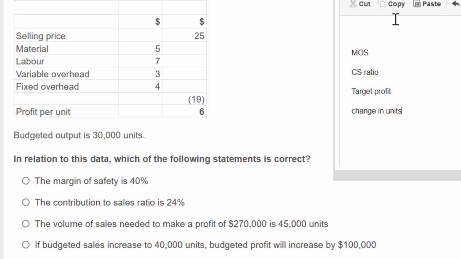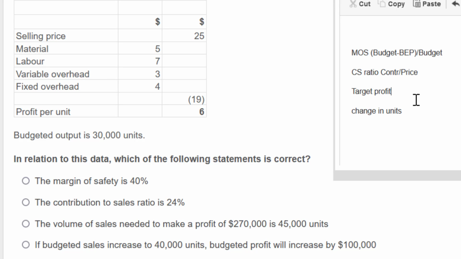Now that I know what I'm looking for, let me just write down the formulas. So a margin of safety in percentage terms will be the budgeted sales minus the break-even point divided by that budget, right? The drop in sales before we hit break-even. And I'll put some brackets there. Okay, that's the margin of safety calculation. A contribution to sales ratio is simply going to be the contribution over the sales price.